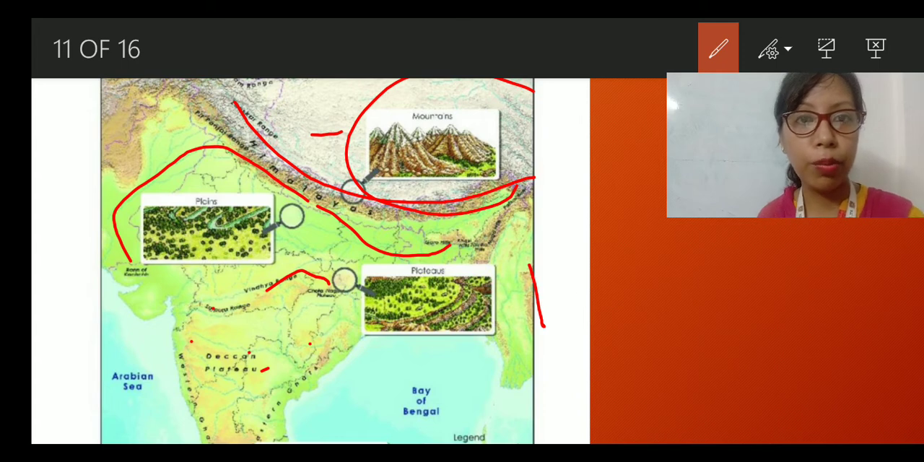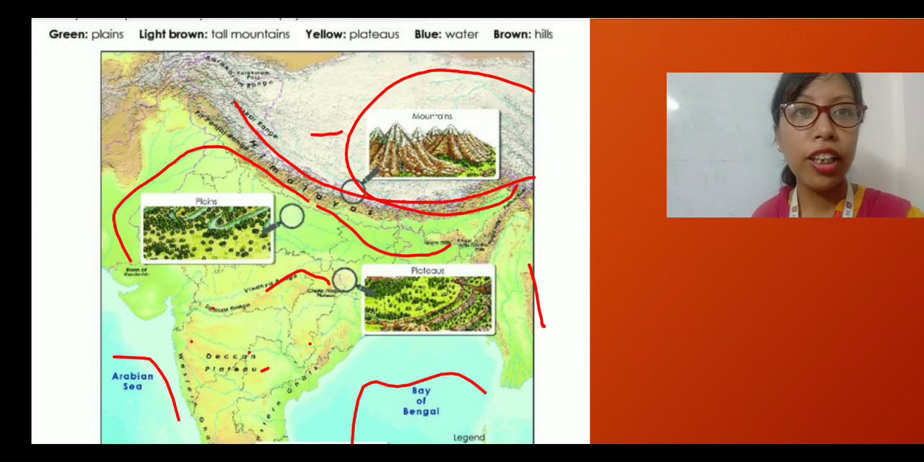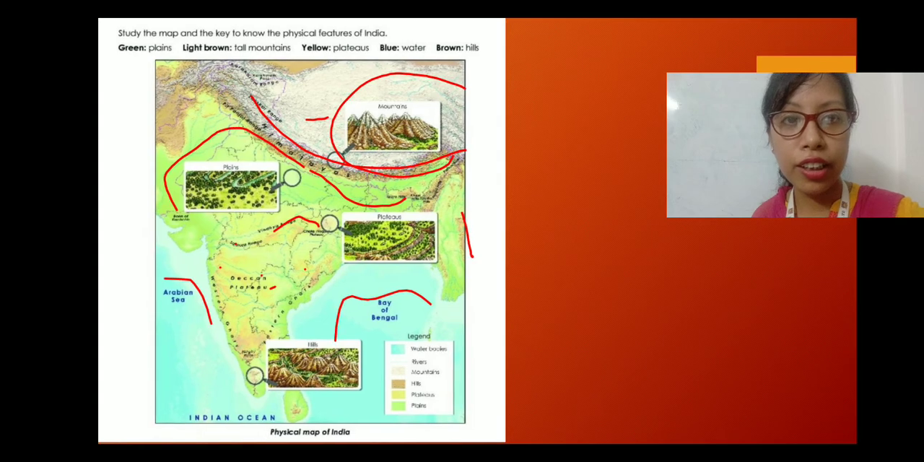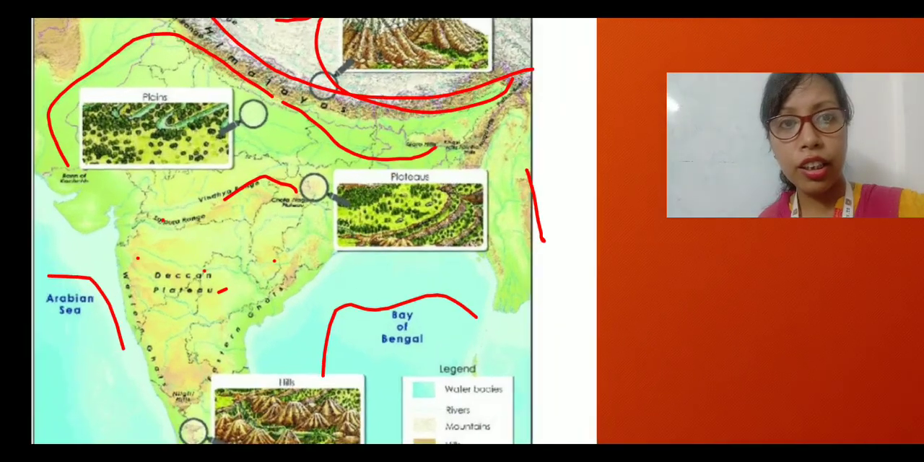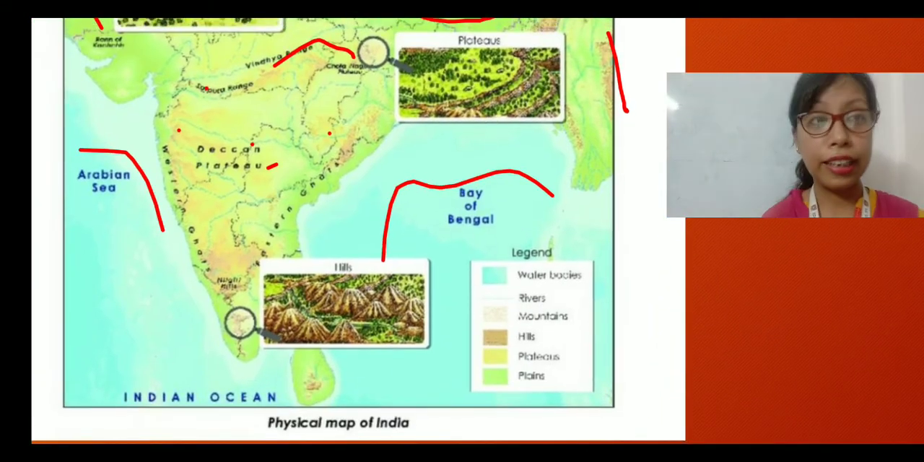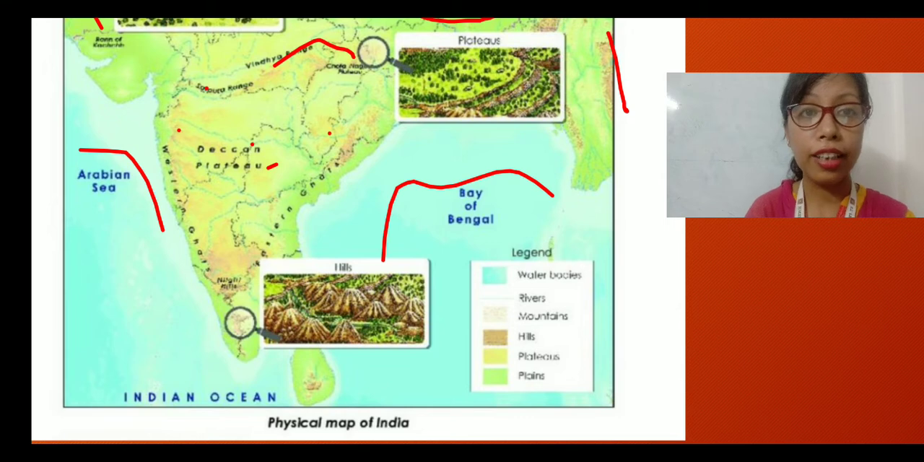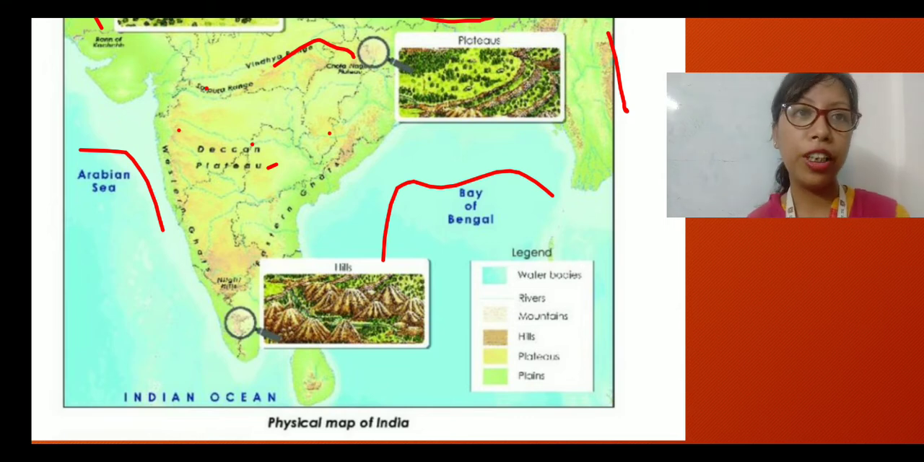Then we have the blue, right? Which are the blue color? These are the blue color. Arabian Sea is there, Bay of Bengal is there, right? So these are water. And then we have the hills here at the below. As you can see here, these are the hills at the below. The southern part of India has the hills which are brown in color.